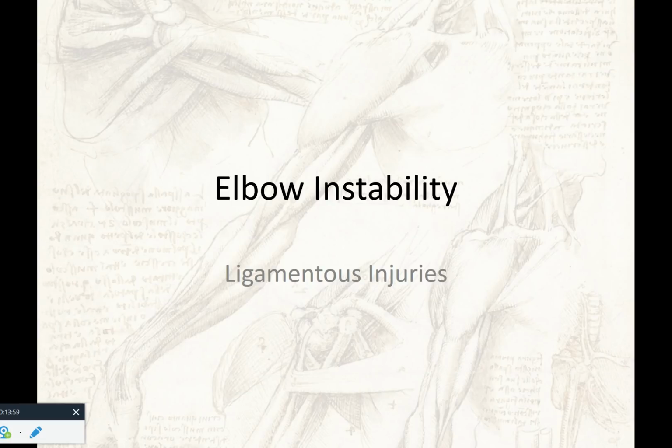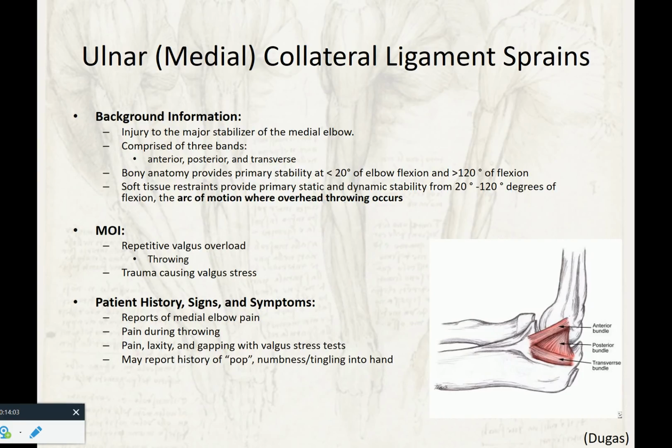So now let's move into elbow instability or ligamentous injuries. This is the big dog of all of the ones of this lecture: the ulnar or medial collateral ligament sprain. We would just refer to this as a UCL sprain. Background info: injury to the major stabilizer of the medial elbow. The UCL is comprised of three bands, the anterior, posterior, and transverse.